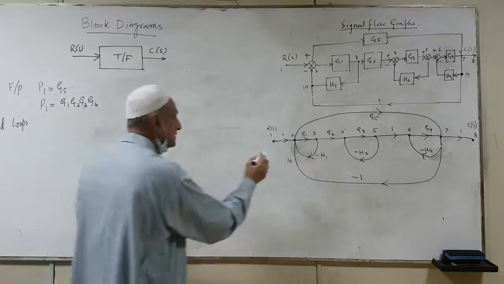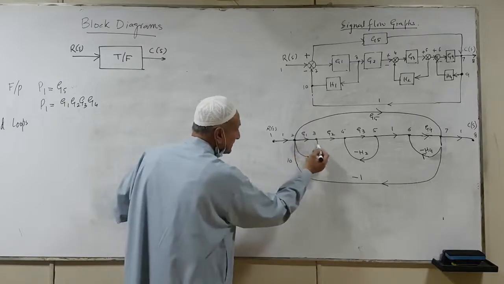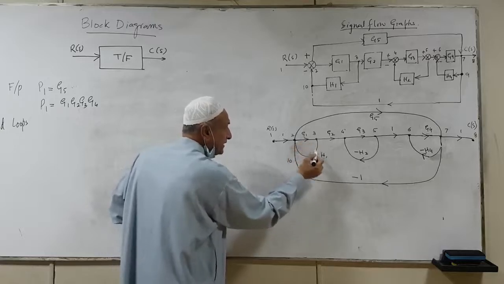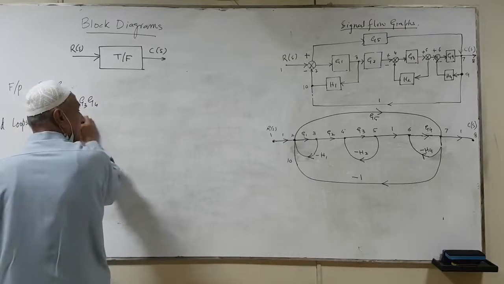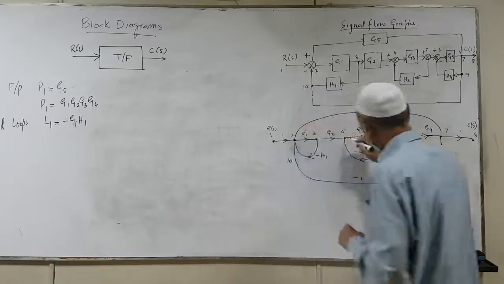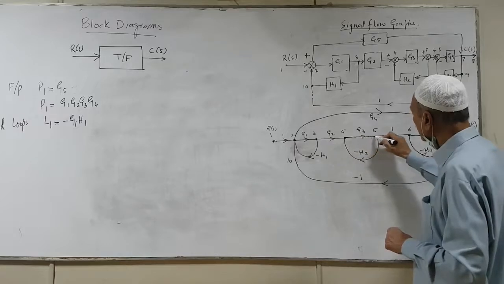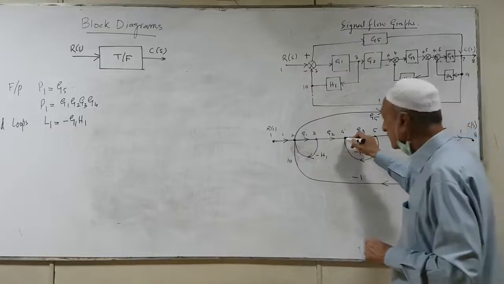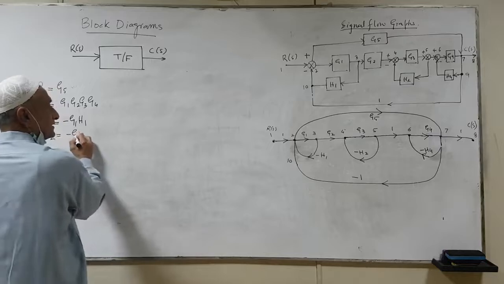So in this case, the independent loops start from this one. This is one independent loop. The collective transmittance is simply the multiplication of those two transmittances, so it is G1, H1. So loop 1 is equal to minus G1, H1. Now we have another loop: if we start at node 4 and traverse according to the arrowheads, we come back to 4. It means it's a loop. So loop number 2 is minus G3, H2.